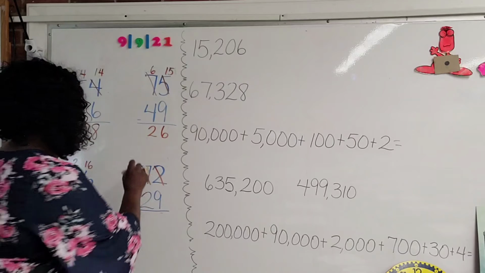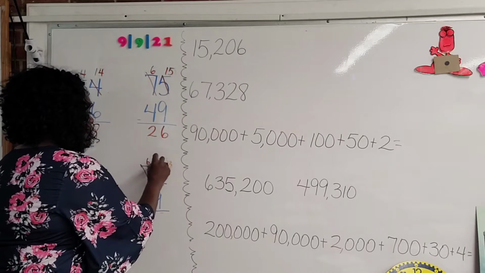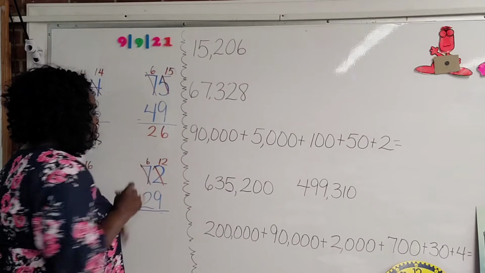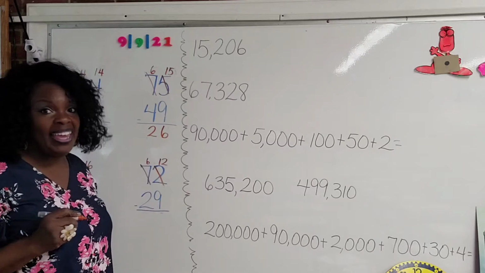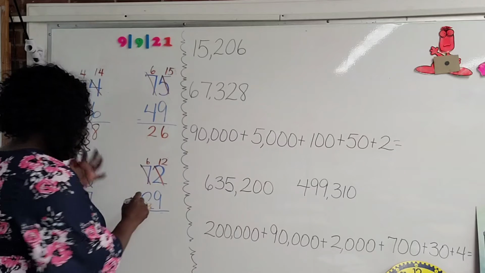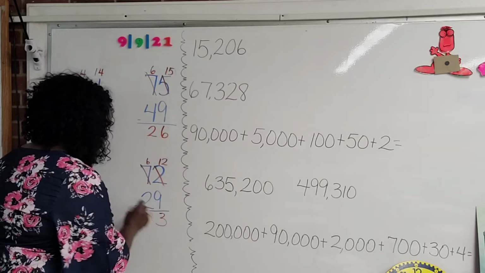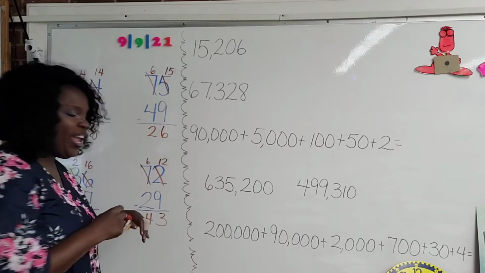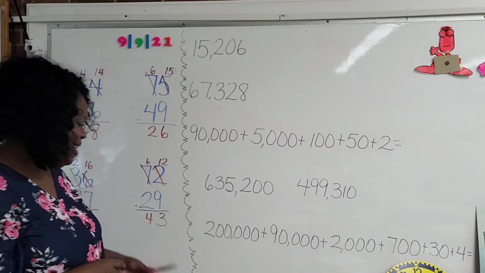So he gives 1 case of his ice cream cones to Mr. 1, who only had 2, but now we add that group of 10, and now he's got 12. Now we can subtract 12 minus 9 equals 3, and 6 minus 2 equals 4. So we have 43 as our answer.